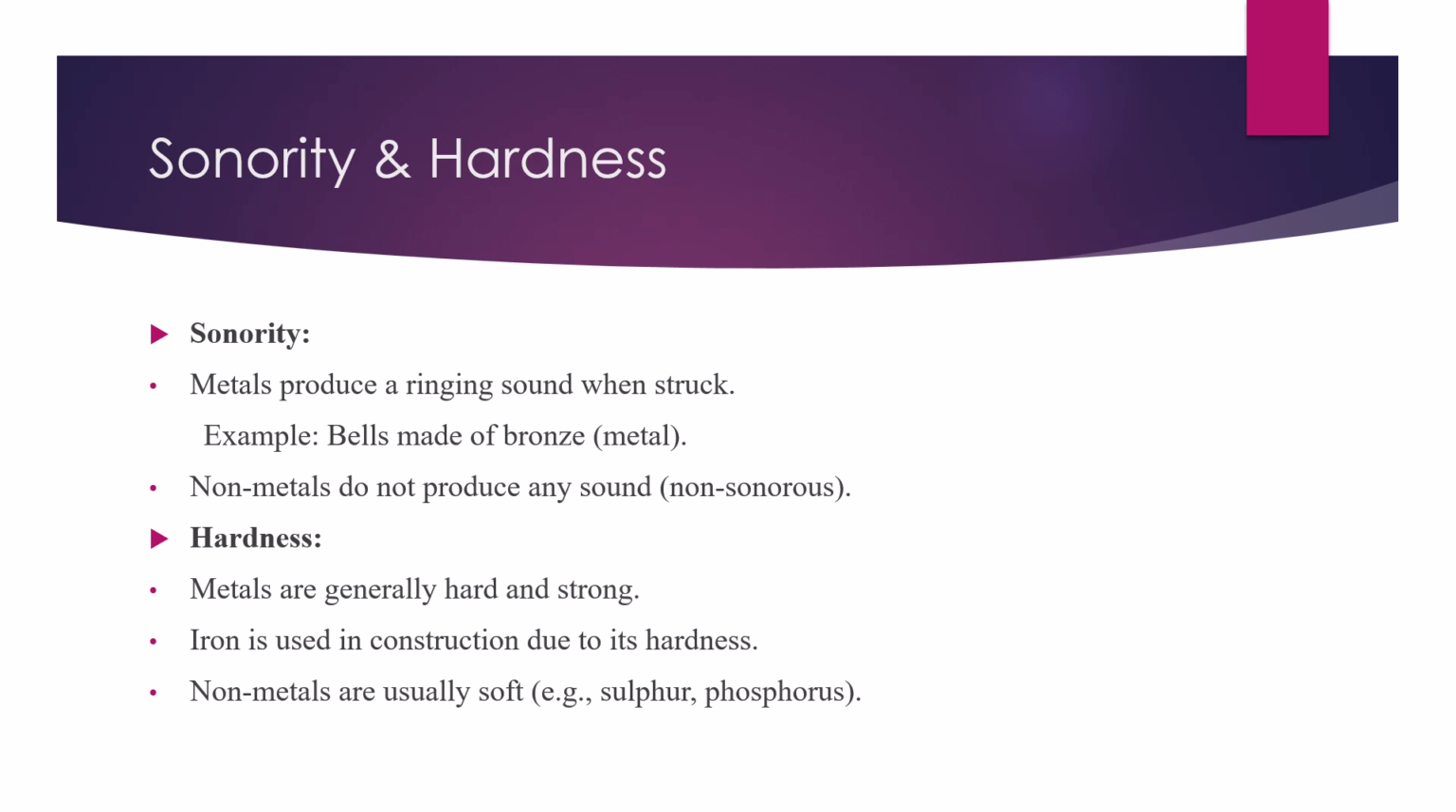Next property is hardness. Metals are generally hard and strong. Iron is used in construction due to its hardness. Non-metals are usually soft. For example, sulfur, phosphorus.